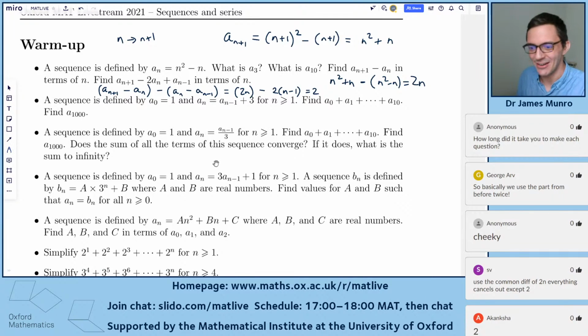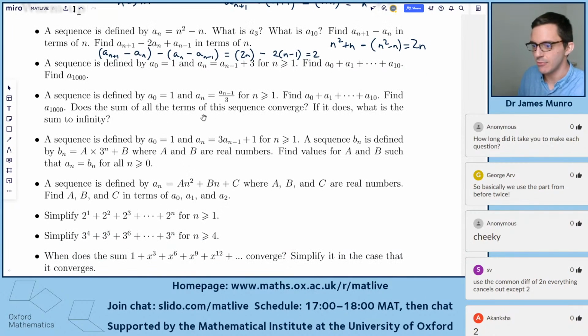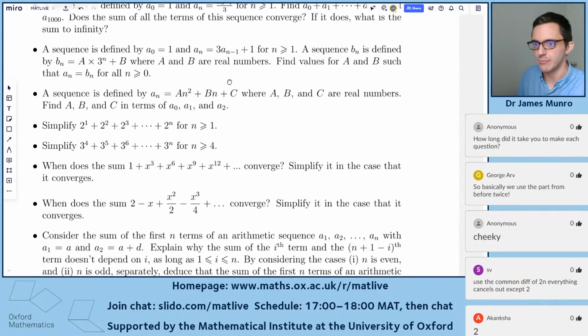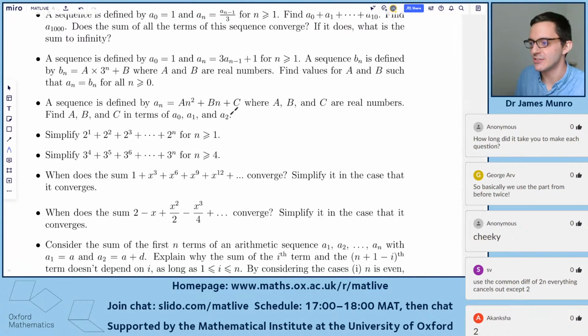Right, okay. There are some exercises that I'm going to skip where I want you to practice working out, adding up the terms of arithmetic and geometric sequences. In fact, I'm going to skip most of this sheet. How long did it take you to make each question? Some of the questions took a long time to write, to come up with good examples of things, and some of them took basically no time at all. Can you guess which is which?